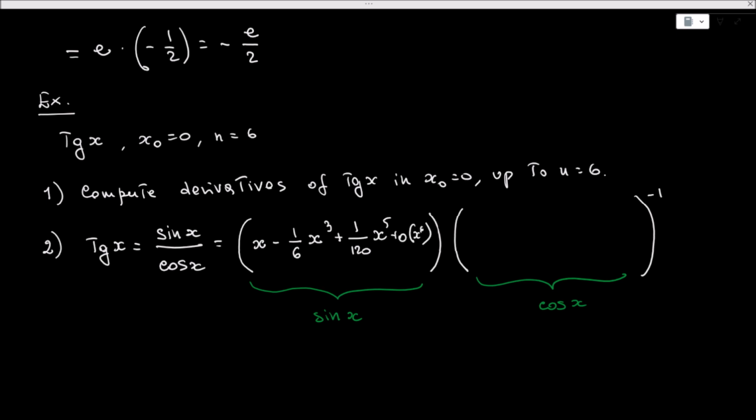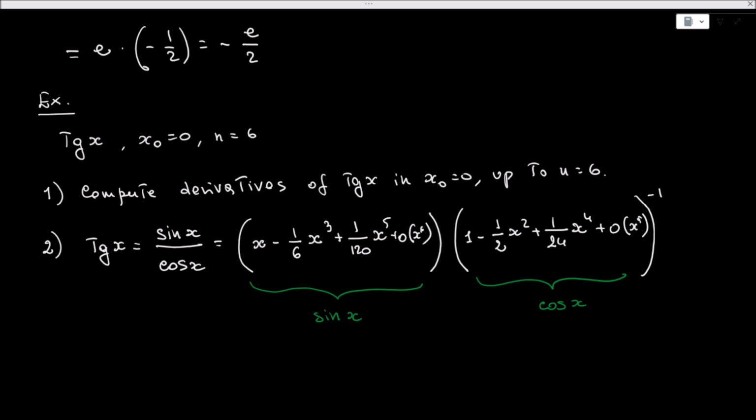For the cosine of x, we have 1 minus 1/2 x to the square plus 1 over 24 x to the fourth. And well, let's see what happens if we stop here. Okay, so let me stop at x to the fourth and write little o of x to the fifth. Okay, and we'll see the reason why we stop at x to the fourth in a few minutes.